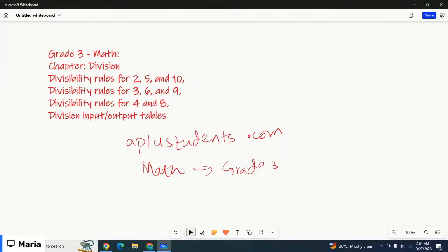Today we're going to start with the lessons: divisibility rules for 2, 5 and 10, divisibility rules for 3, 6 and 9, divisibility rules for 4 and 8, and division input-output tables. The basic concept is that we are going to start with divisibility rules today. So what do you know about the divisibility rules? What are the divisibility rules?